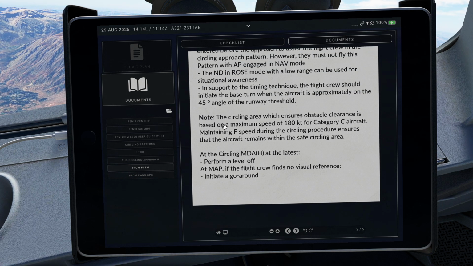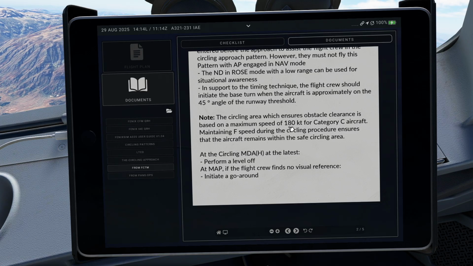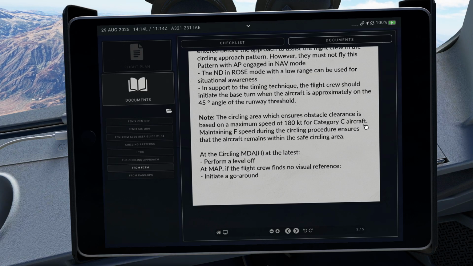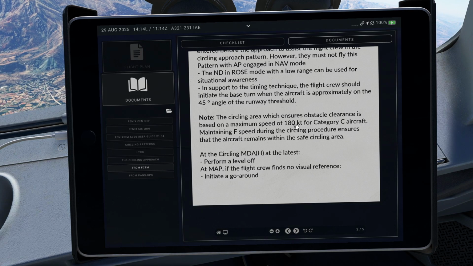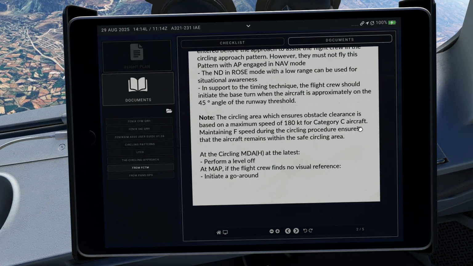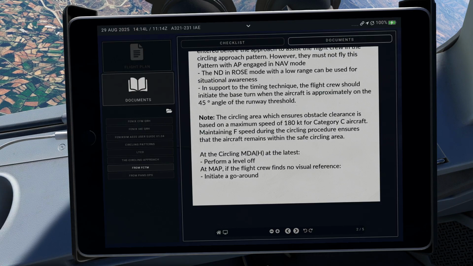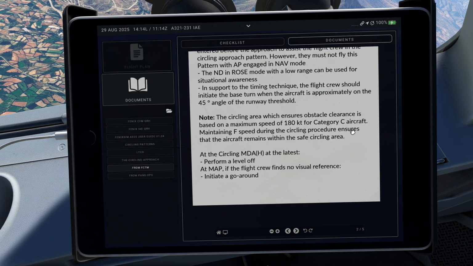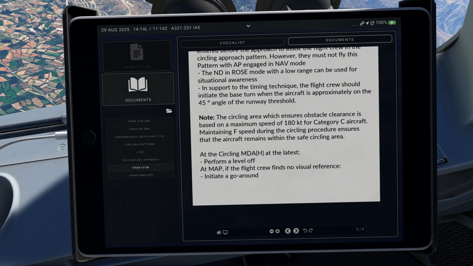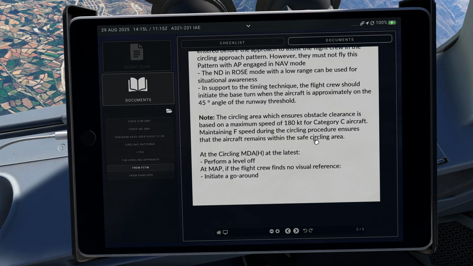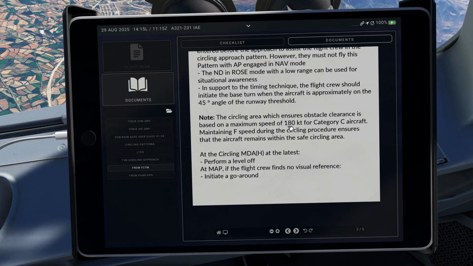There is a note that the circling area which ensures obstacle clearance is based on a maximum speed of 180 knot for Cat Charlie aircraft. That's the importance that we should observe: at or below 180 knot for Cat Charlie aircraft whenever circling around the aerodrome. We are not allowed to have a speed above 180. That's all about the increasing of the radius of turn, about the observation of terrain, and about the design of the circling procedure for this type of aircraft based on 180 knot and also less than this speed.